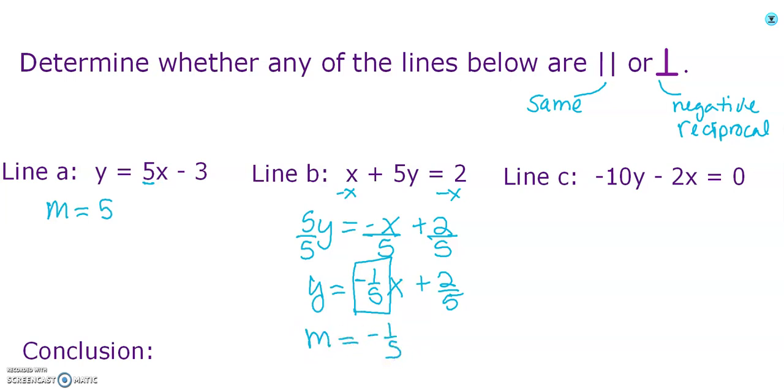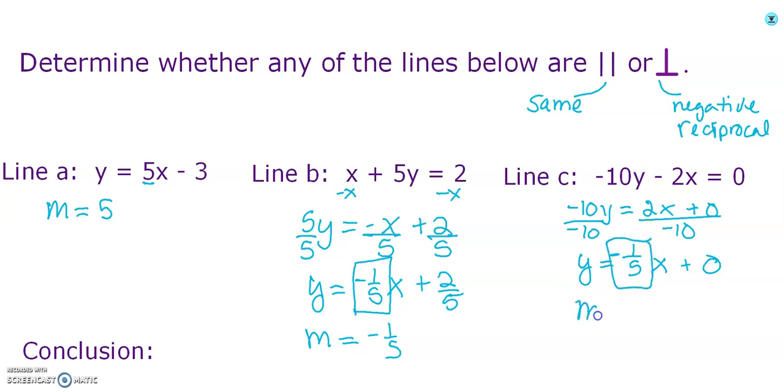And then we'll look at our third line. I'm going to add 2x to both sides, and then I'm going to divide by -10 everywhere, and simplify. And take a look at my slope here.